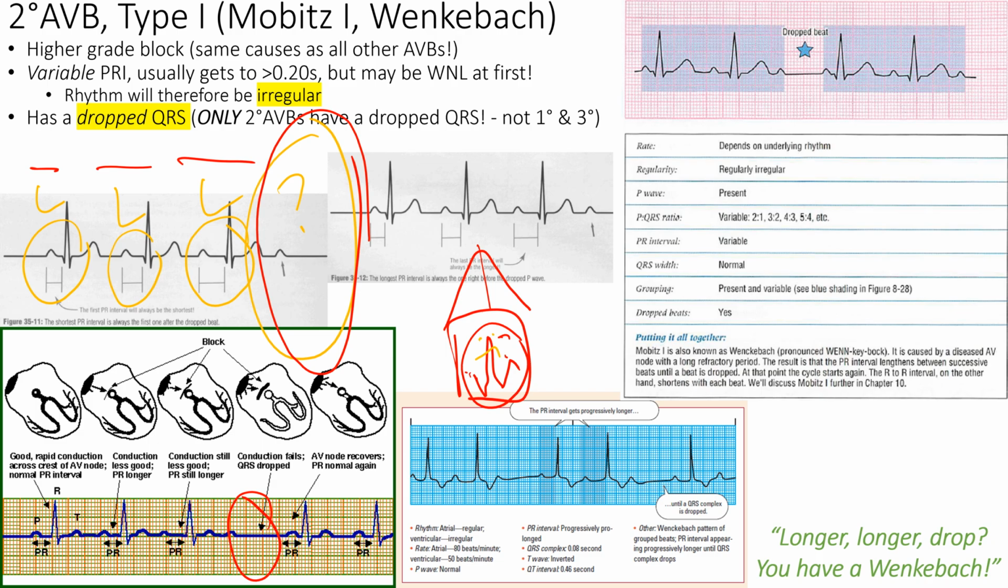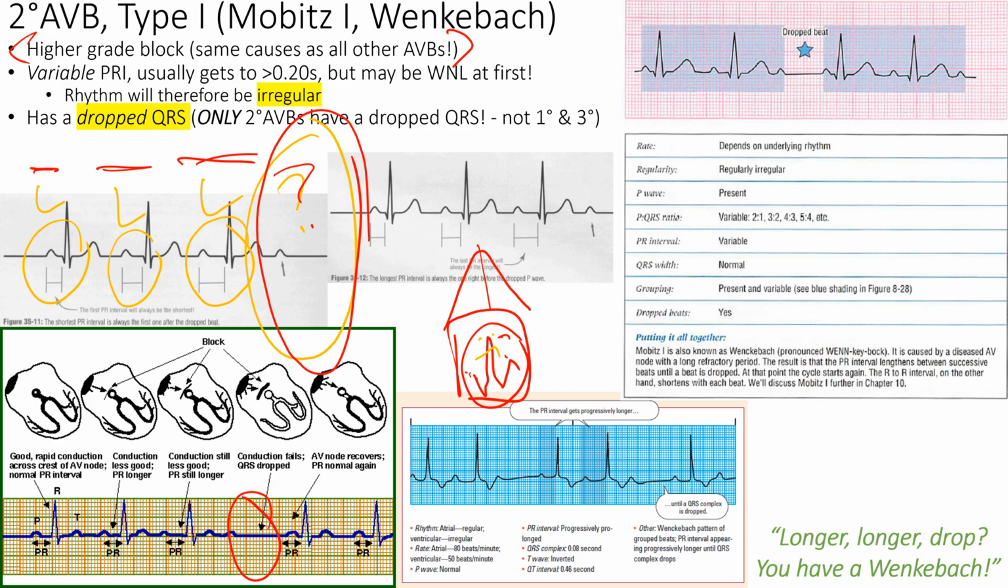So that's the idea with second degree type 1 blocks, that you have a higher grade block, obviously, than the first degree AV block. Someone wasn't paying attention, or they came in and this is when they started getting symptomatic. I feel really fatigued. I've been really short of breath the last 5 days or so. So you'll see a PR interval that's getting longer, and then all of a sudden you get a dropped QRS.